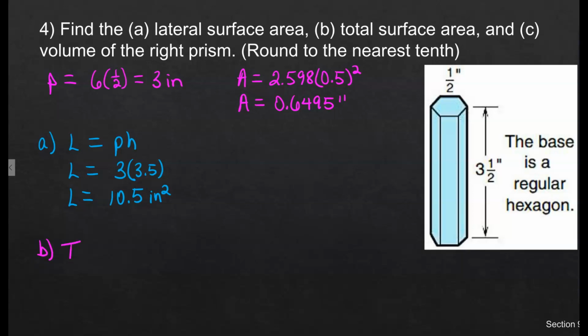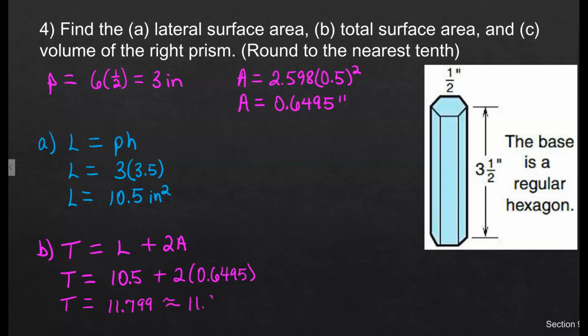So the next thing that we are going to find is the total surface area. And anyway, so total surface area is the lateral area plus 2 times the area of the base. And we know our lateral area is 10.5, plus 2 times the area of my base, which was 0.6495. All right, so when we multiply that out and simplify, it's going to round. Actually, this is rounded possibly too, I'm not sure, but 11.8 inches squared. Let me scoot that over a little bit.